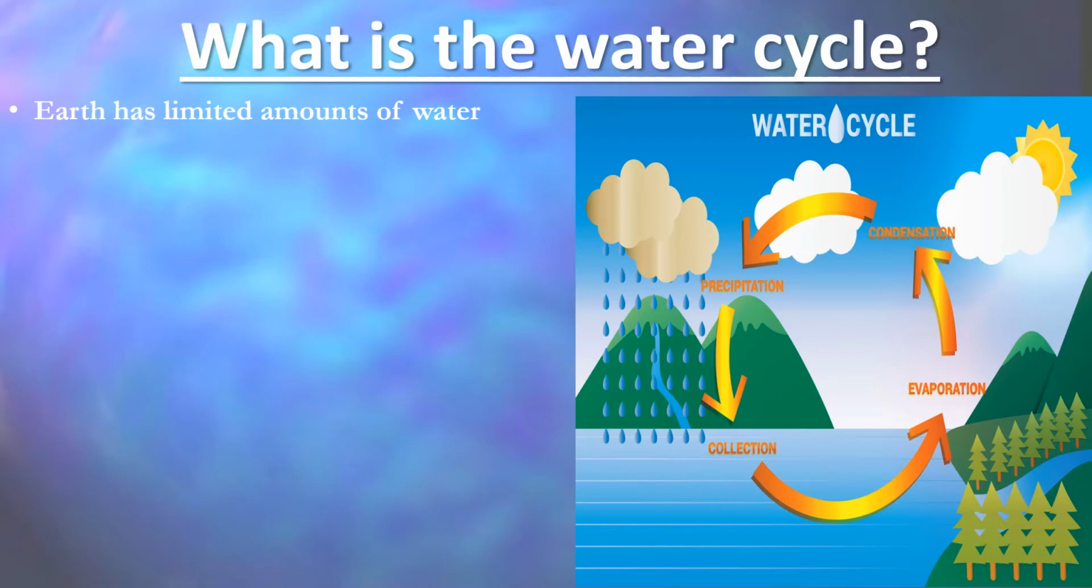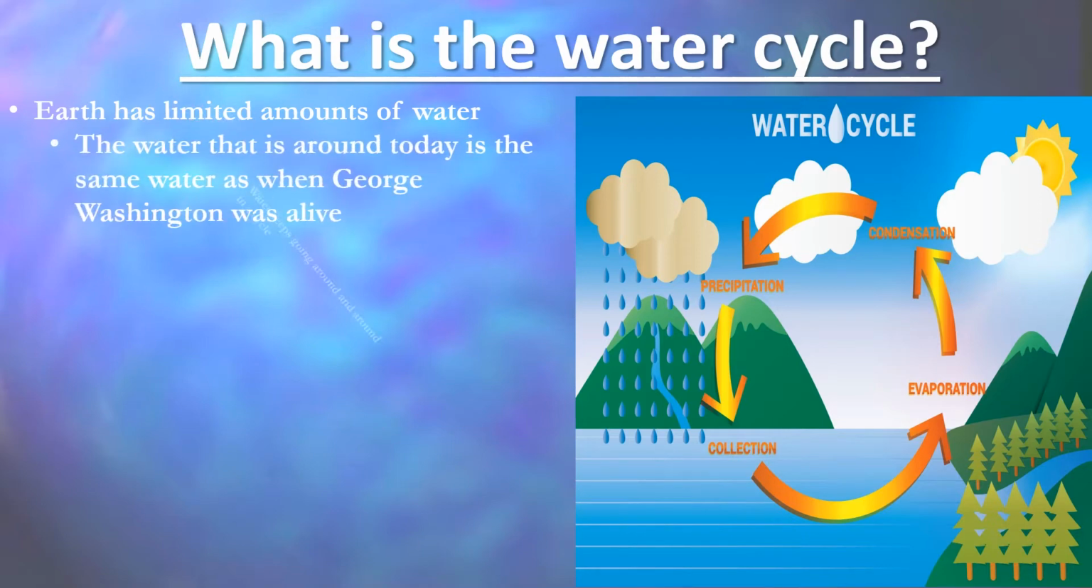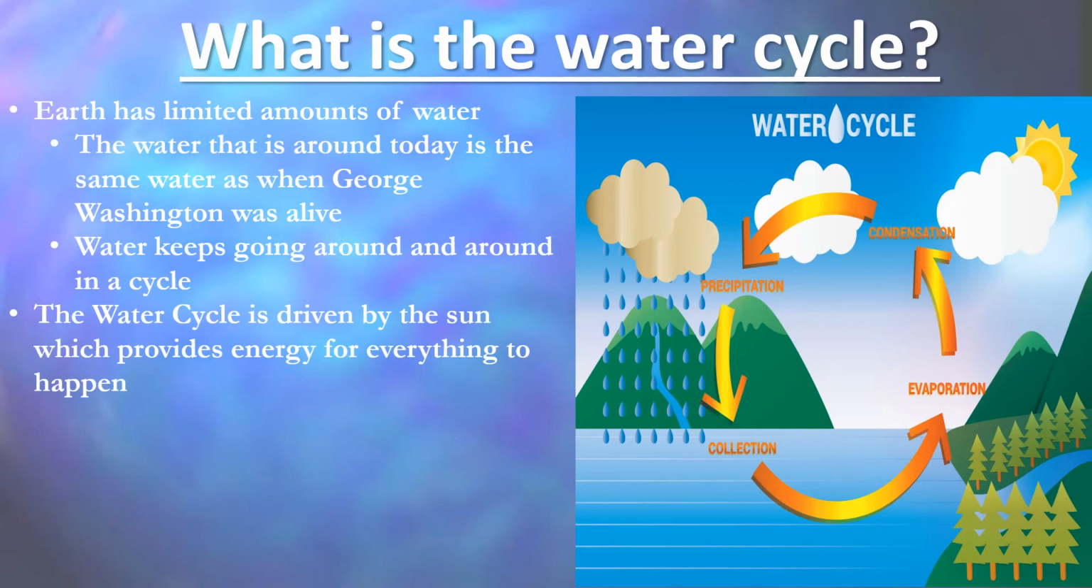The Earth has a limited amount of water. The water that is around today is the same water as when George Washington was alive, and even the dinosaurs. Water keeps going around and around in a cycle. We can't make more water. The water cycle is driven by the sun, which provides energy for everything to happen.